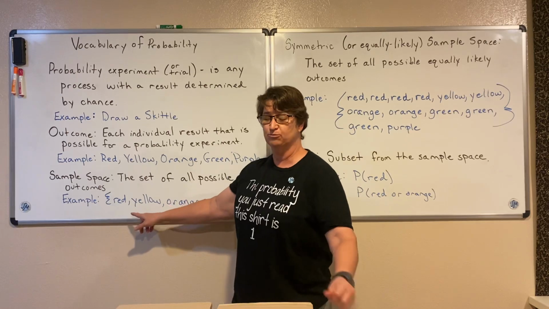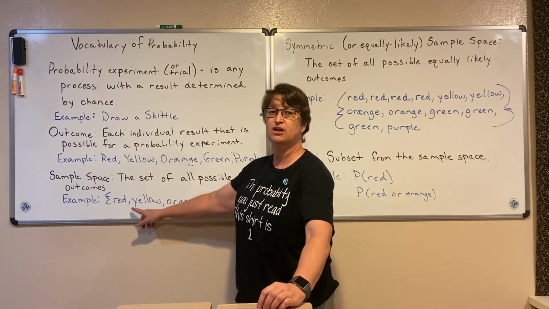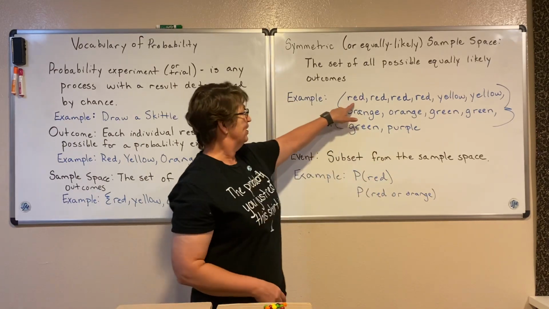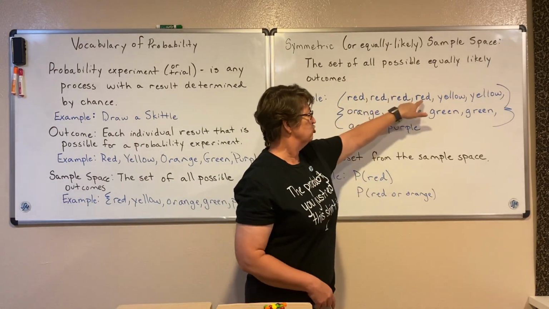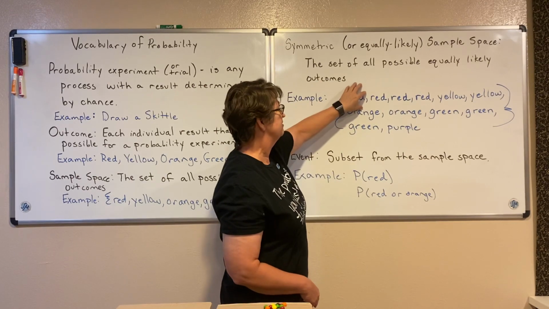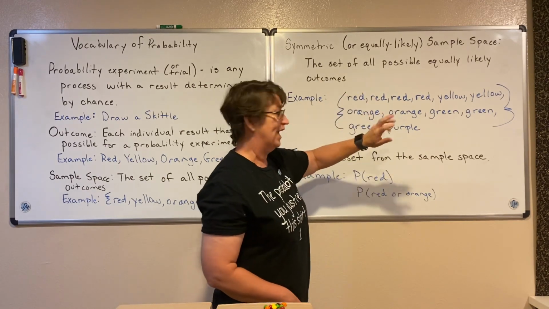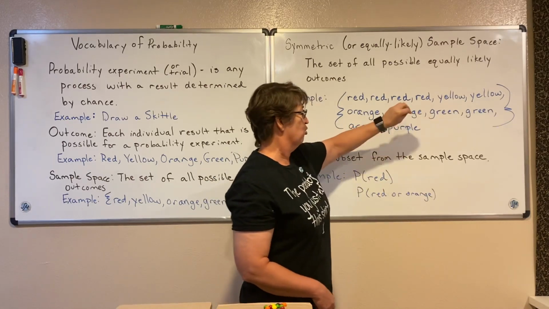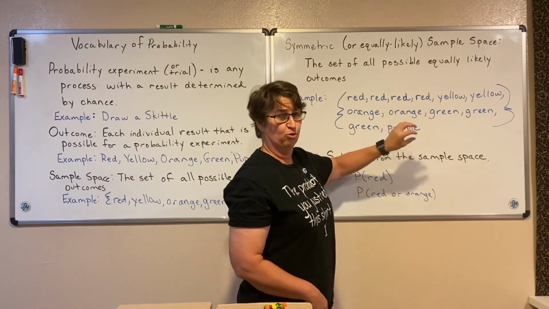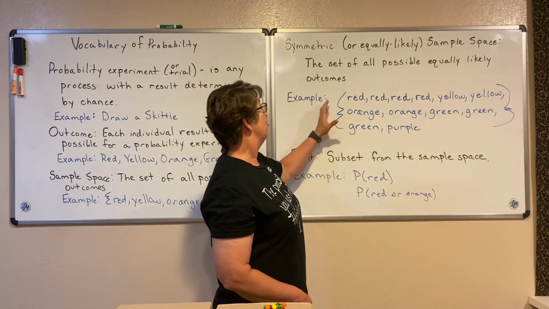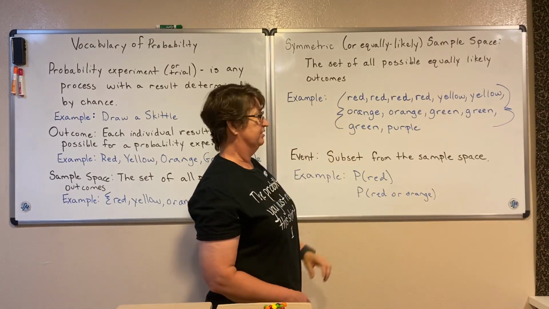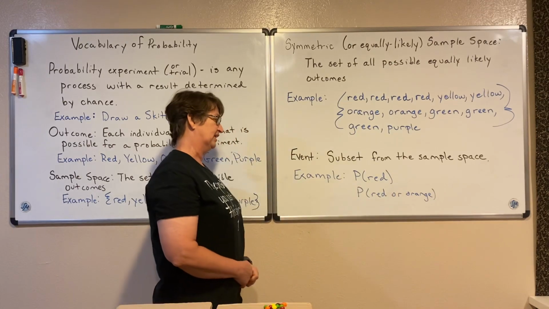Drawing reds is more likely than yellow because there are 4 reds in the bag. But here, by listing each one of them individually, it's just as likely that I pull this red as it is that I pull that red, as it is that I pull this orange, as it is that I pull the one purple. So now this is the set of equally likely outcomes. Each one of them is just as likely.